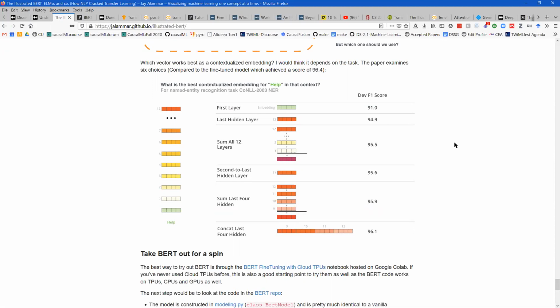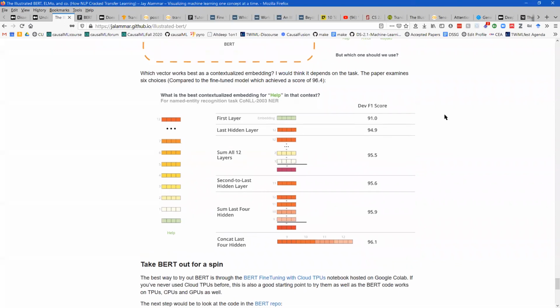the last hidden layer was too focused on the previous tasks, that was masked language modeling and the other one. So since it was too focused on the earlier pre-trained task, the second to last hidden layer actually outperforms it for other tasks.